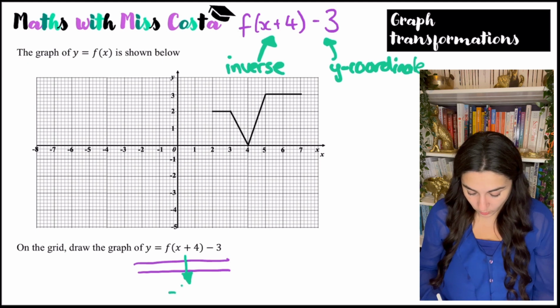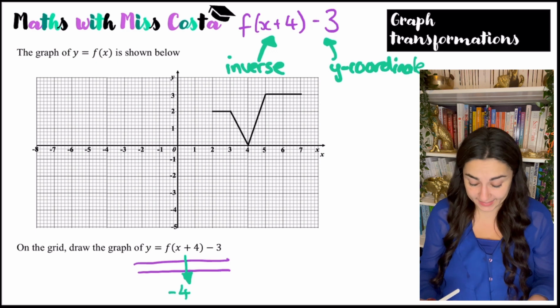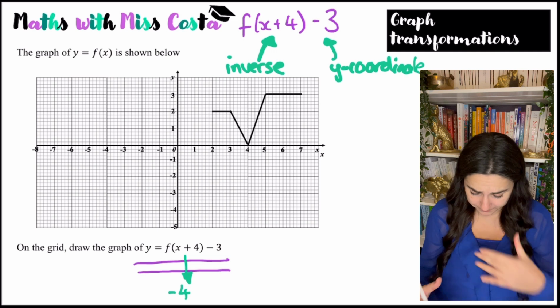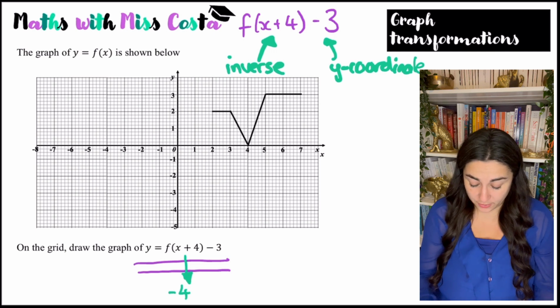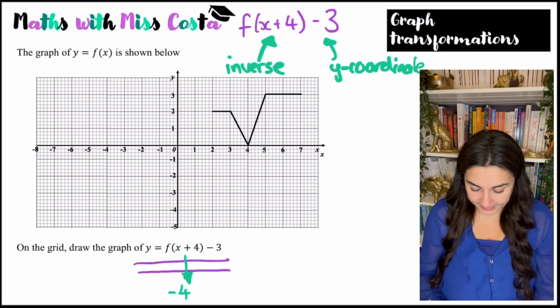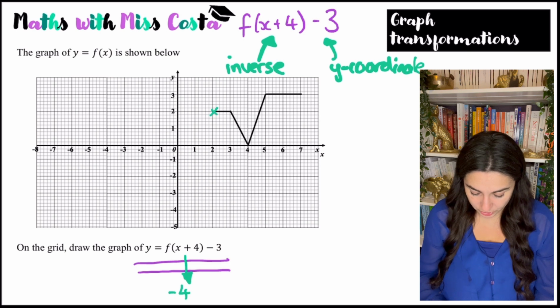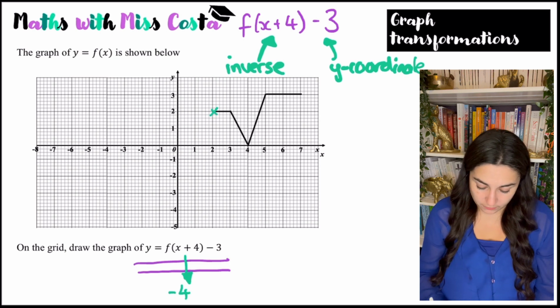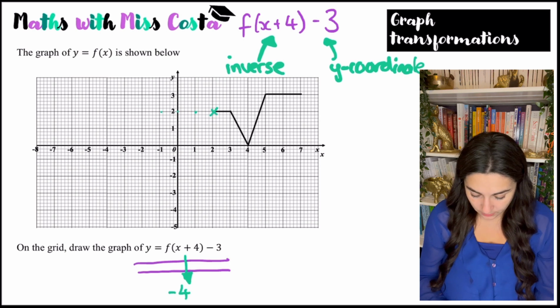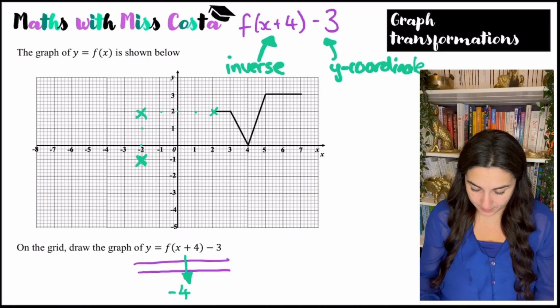So with this, I'm going to move this graph along the x-axis. I do the inverse, so it's x plus 4, so I'm going to do x take 4, and I'm going to move them 3 down along the y-axis. So pick a coordinate. Over here I've got 2, 2. I'm going to go 4 along, so 1, 2, 3, 4, and then 3 down, so 1, 2, 3. So that is where that part of the graph would be.